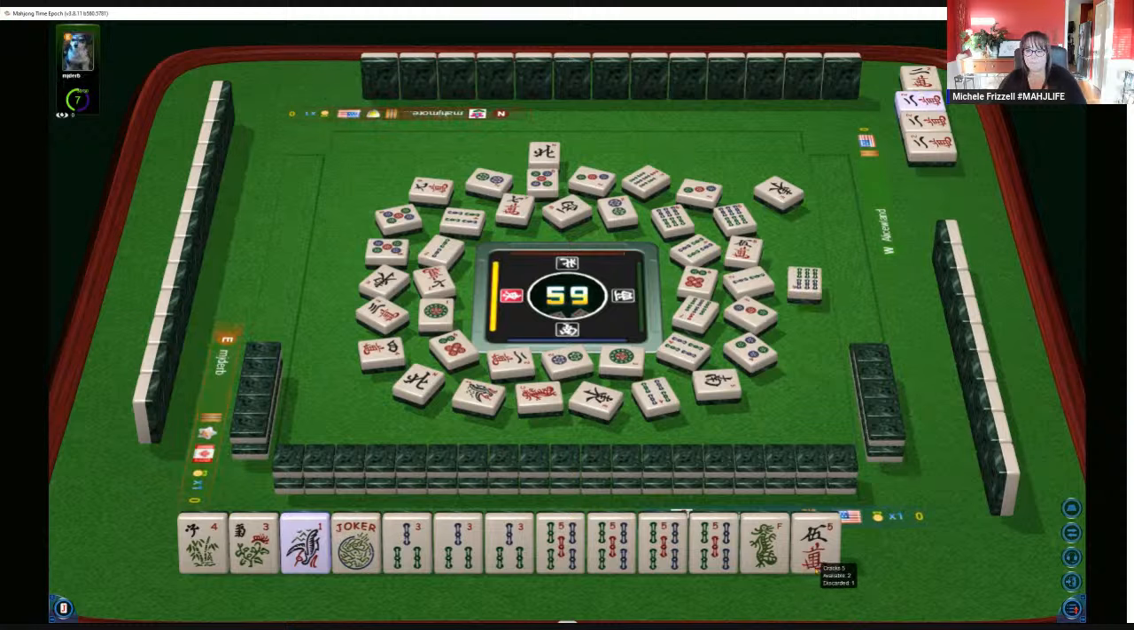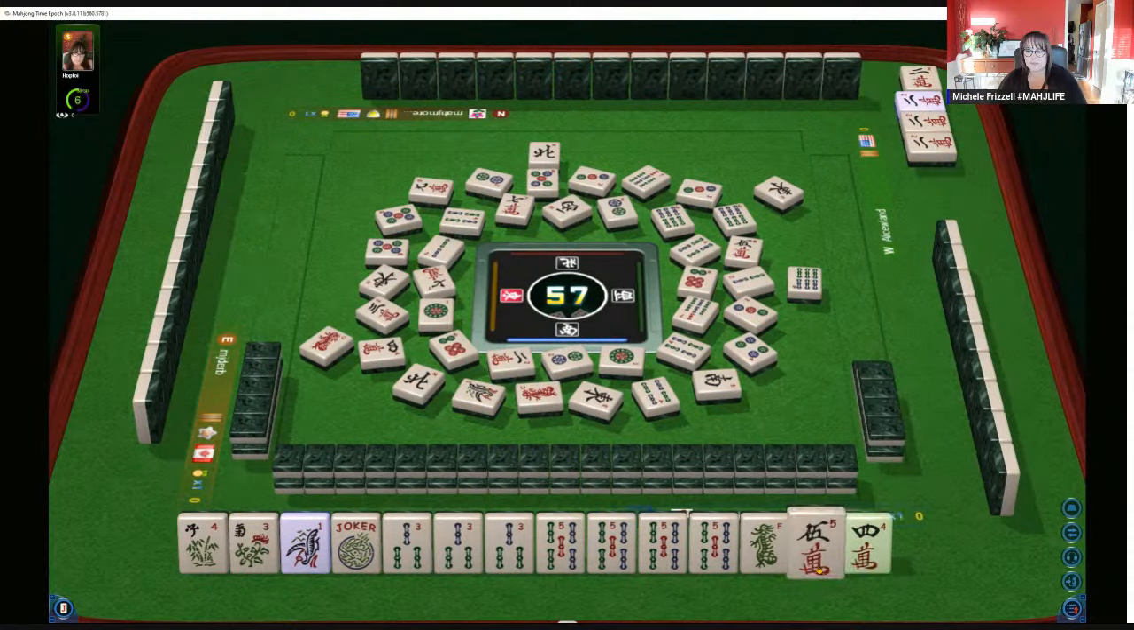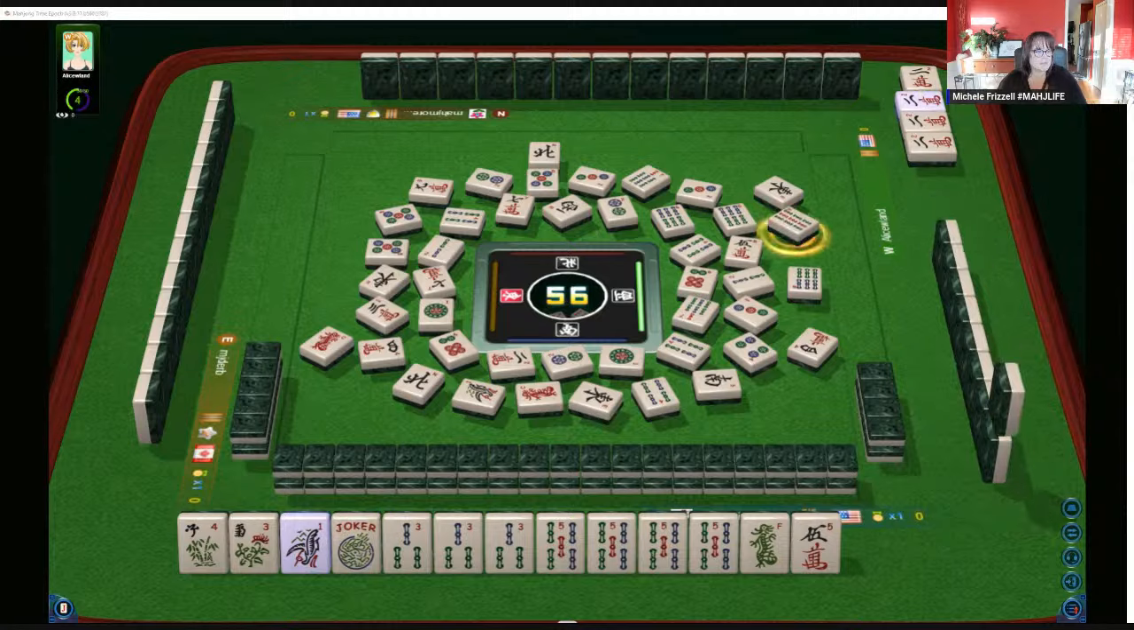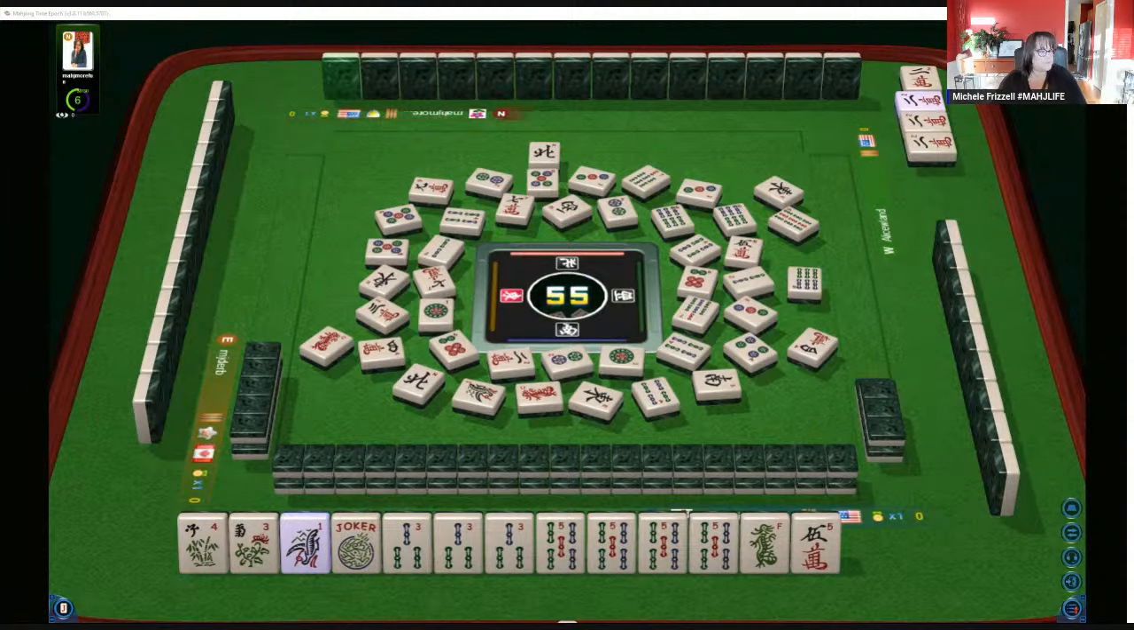Six bamboos. Red dragon. Okay, let's see. Let's see what's out. Four crack. One of each is out. Four characters. Nine bamboos. Seven dots.